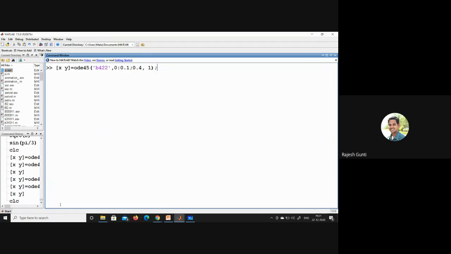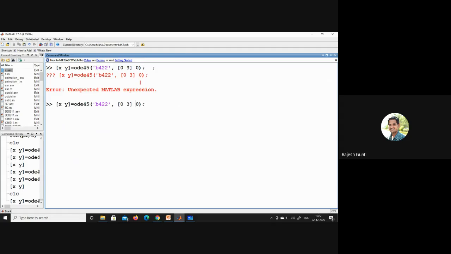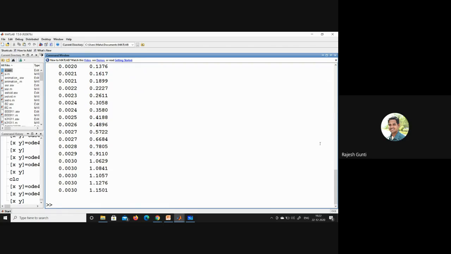Now x, y, this is my solver call. I want to solve it with y of 0 is equal to 0 over the interval, with output x comma y. My solution is this one.